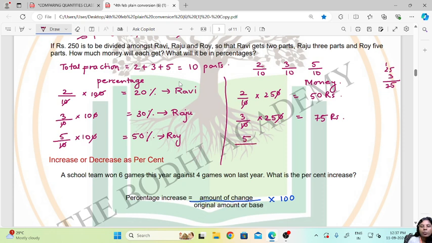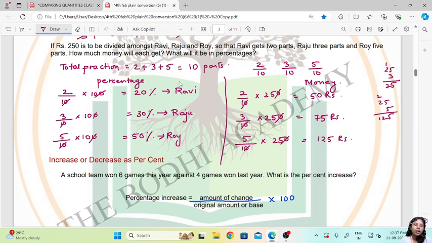Last, 5 upon 10 into 250. So this and this. So 25 into 5. 5 5s are 25, 5 2s are 10, 11, 12. And last, Roy will get 125 rupees.